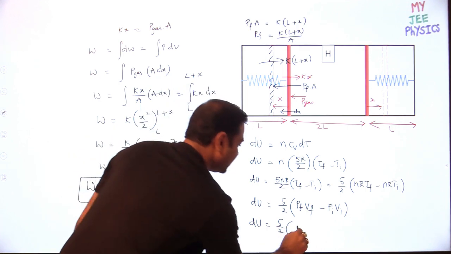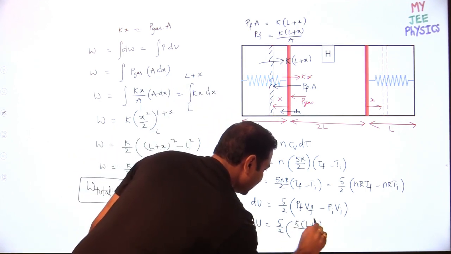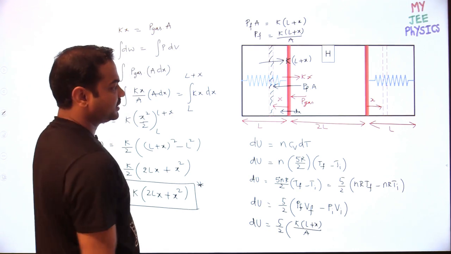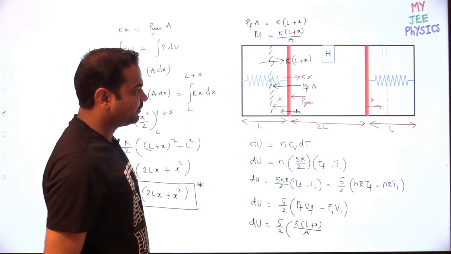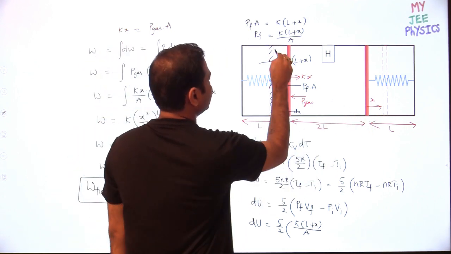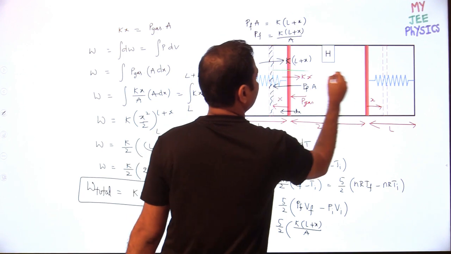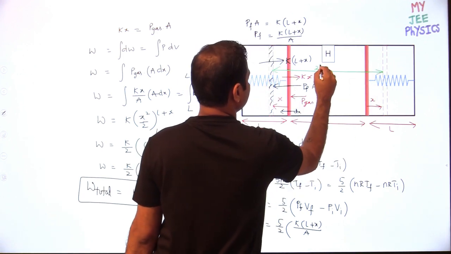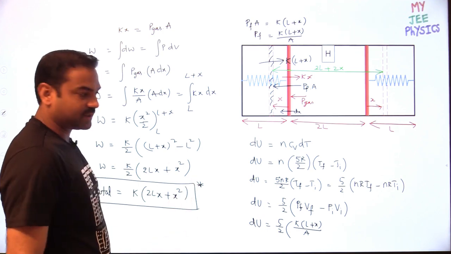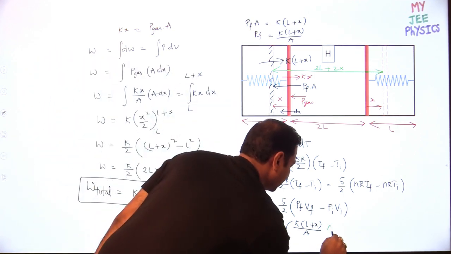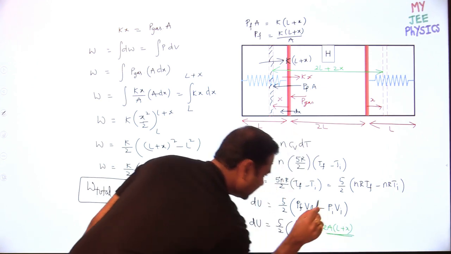So you can write down that K into (L plus x) by A into final volume. The initial distance between the two pistons is 2L. Now what is the distance between the two pistons? The distance between the two pistons I can write down like this: 2L plus 2x. Okay? The area of cross section is the same, so I can write A into 2(L plus x). So this is the final volume.